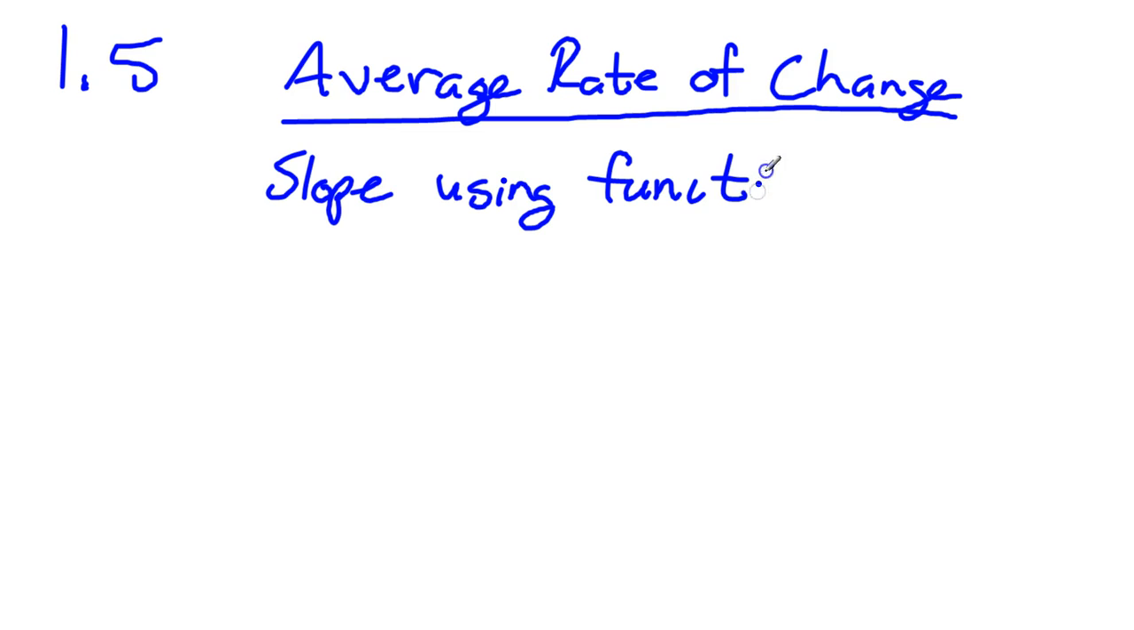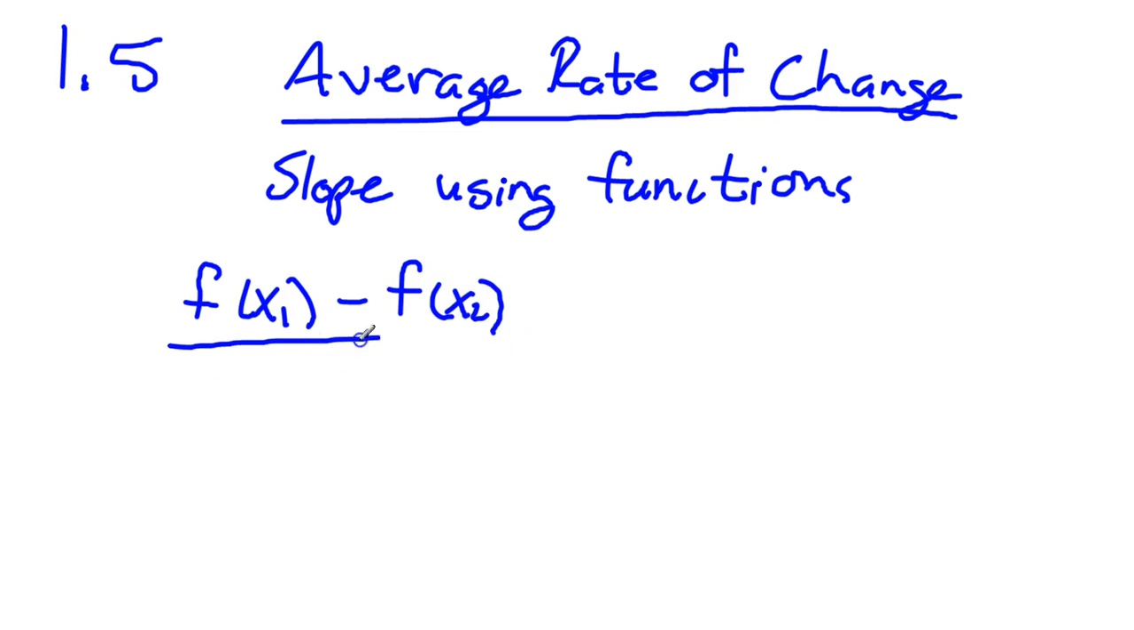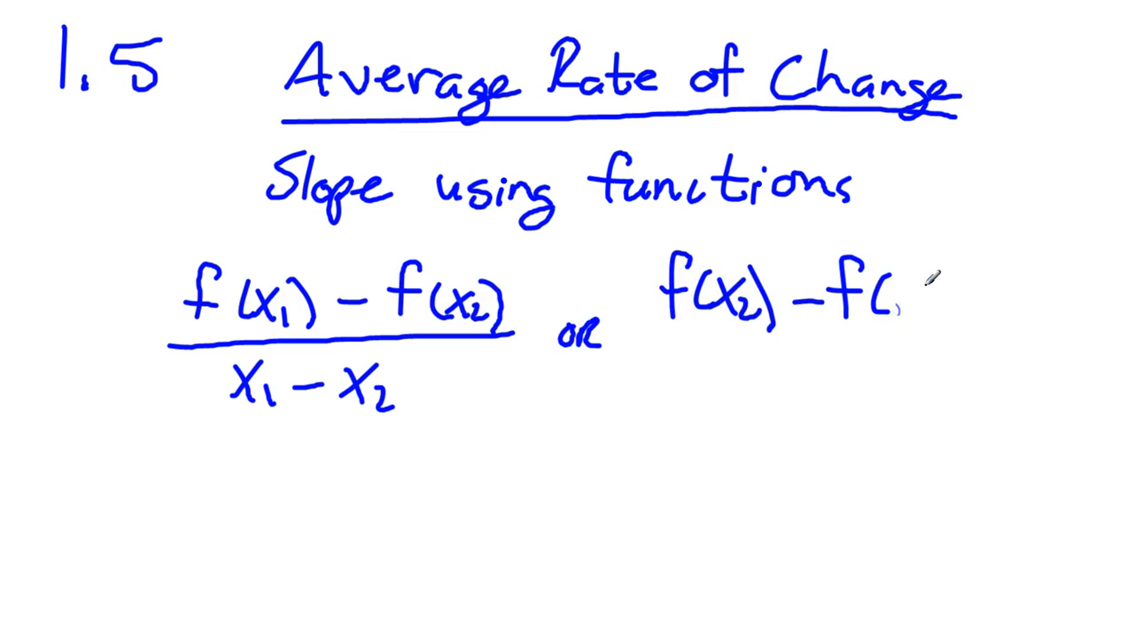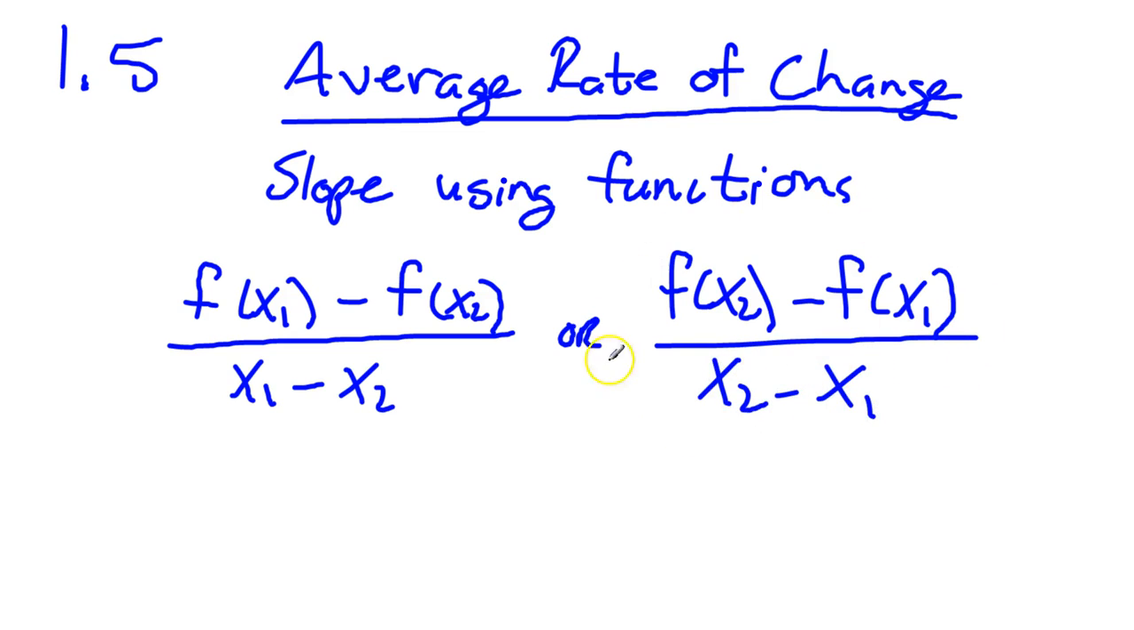So the biggest difference on this one is, instead of it being y1 minus y2 over x1 minus x2, they're going to show you this, that basically you're going to do f of x1 minus f of x2 over x1 minus x2. And again, they may show you f of x2 minus f of x1 over x2 minus x1. That's probably the one that you'll see more of.